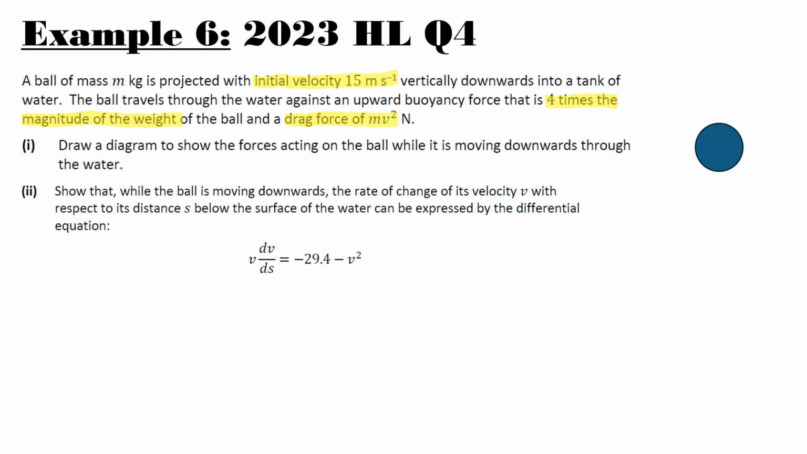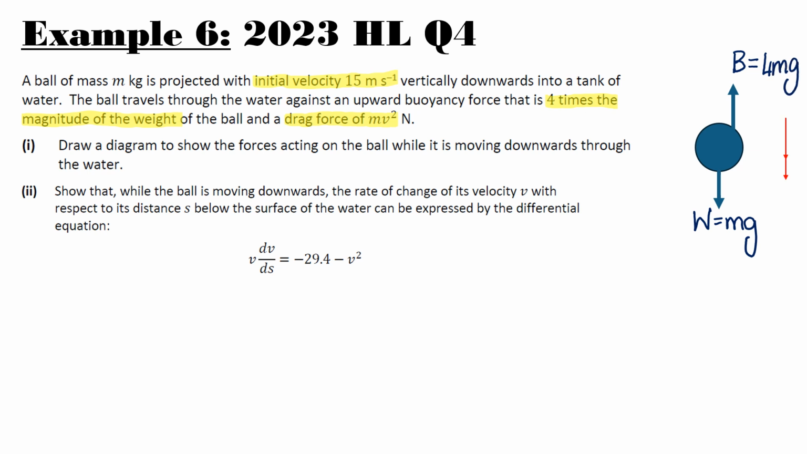Okay, so here's our ball, and one thing that will always act on any particle we have is weight. So we have our weight, which is mass times gravity. Now, we're told that there is an upward buoyant force. So that's not dependent on anything. So buoyant, we're going to use B, and it's 4 times the magnitude of weight, which is going to be 4 mg. So 4 times.